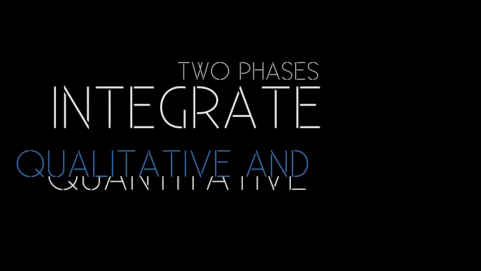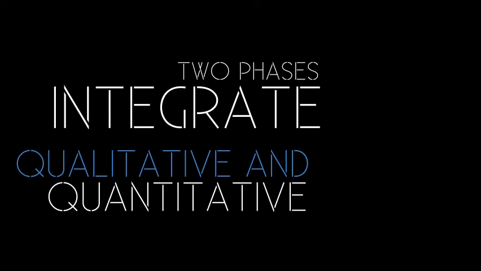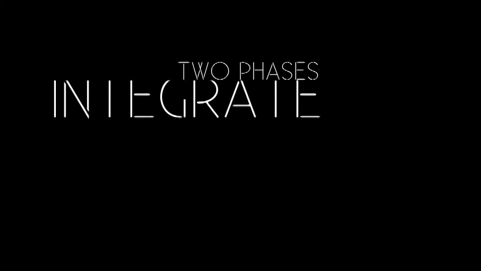And finally, 7. Write the report as a 1 or 2 phase study or a multiple stage study. The final step is to write a scholarly report either in 2 phases or in a way that integrates the quantitative and qualitative phases of the study in each section.